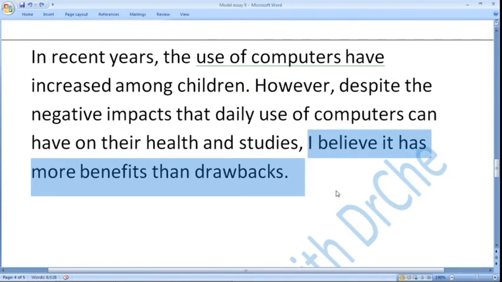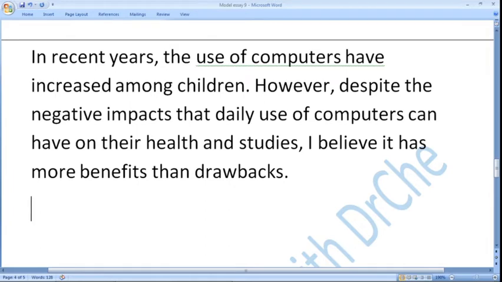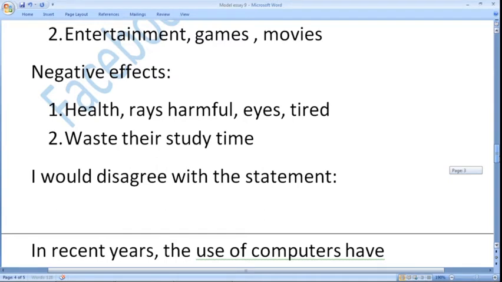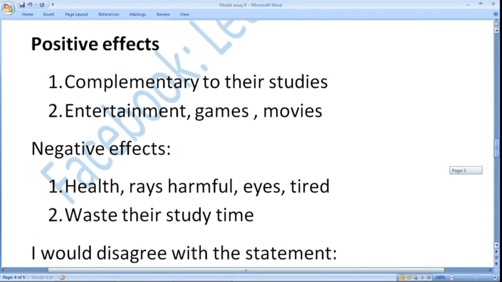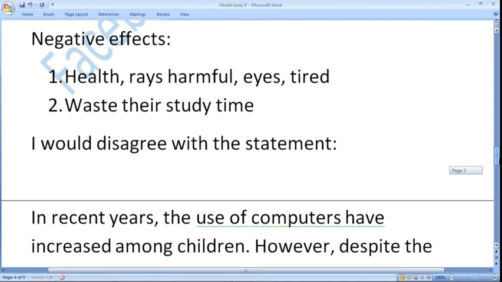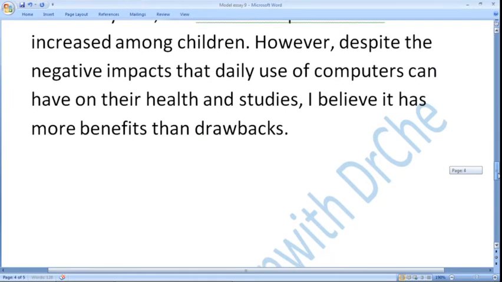Now let us go for the first body paragraph. Our first body paragraph would be about the negative effects, because I tend to agree with the positive effects, more positive than negative. So my first would be about negative effects. Health issues, harmful, tired, waste their study time. You can see how my essay plan is helping me to organize my essay.